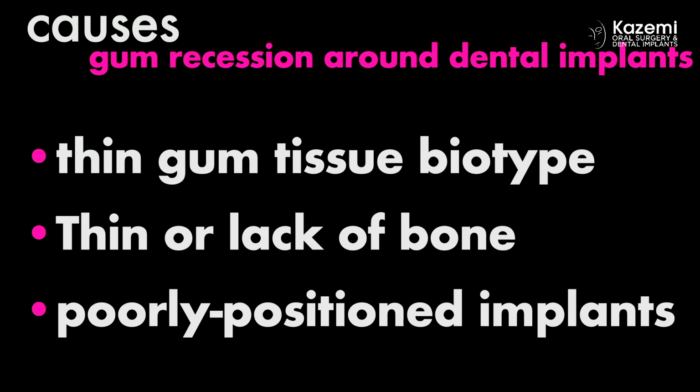The second common cause is lack of or inadequate bone around dental implants. And in these cases, the gum tissue recedes as it follows the underlying bone. And the third common cause is simply poorly positioned implants with excessive tilts or angles, which also result in loss of bone and gum tissue.